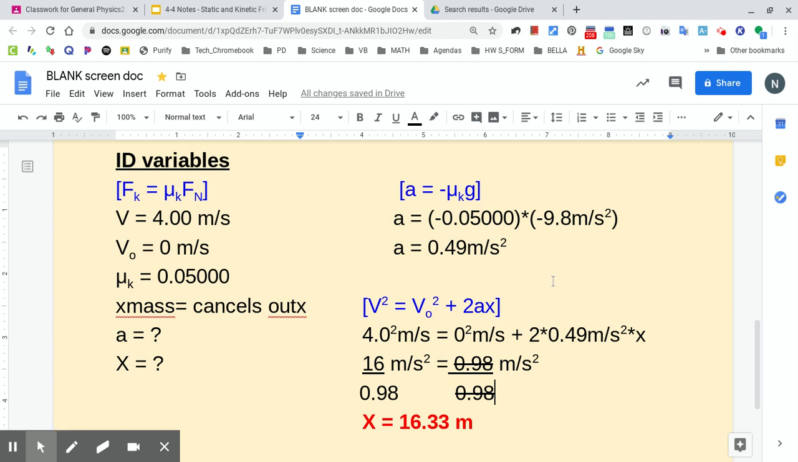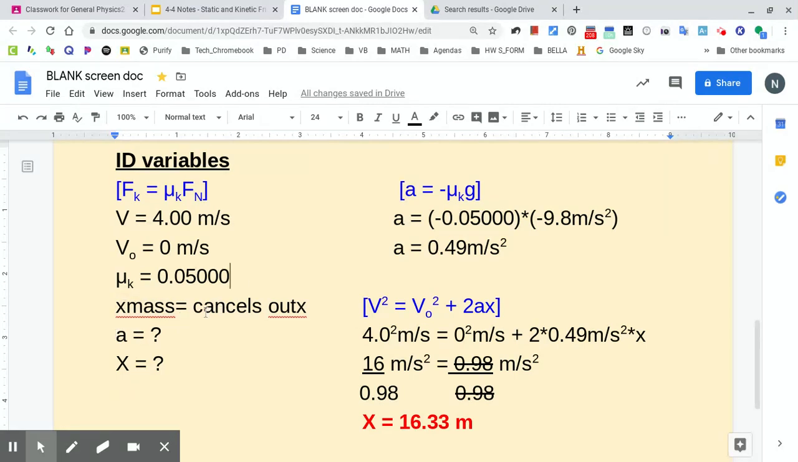Okay, so based on this here, I have the equation that I've already had. The kinetic frictional force is equal to the coefficient of kinetic friction times the normal force. We rearranged it later on, and we'll get to how we use these two equations that it mentioned on the slides. I'm identifying my variables. The final velocity that it's given is 4. The initial, I'm assuming, is 0 because it started at not moving. And then the coefficient of kinetic friction is 0.05000.